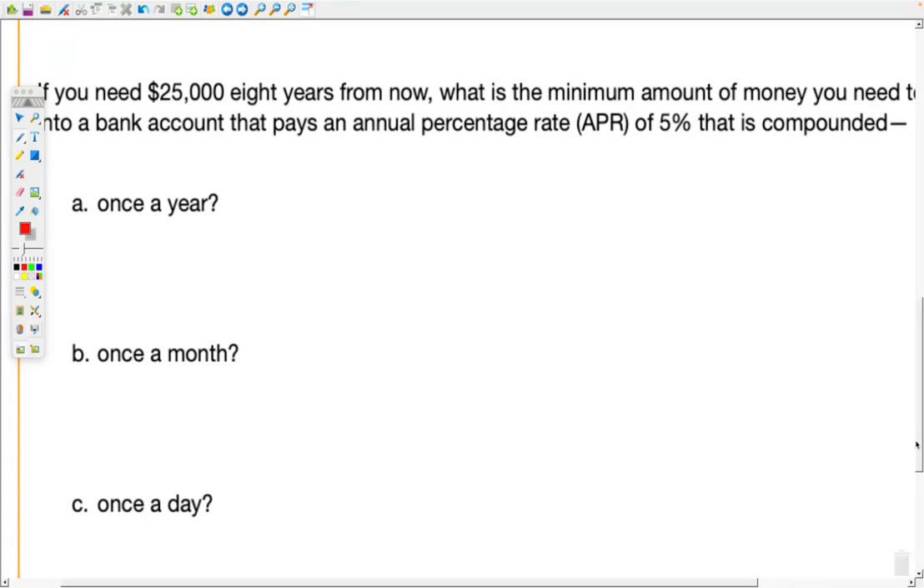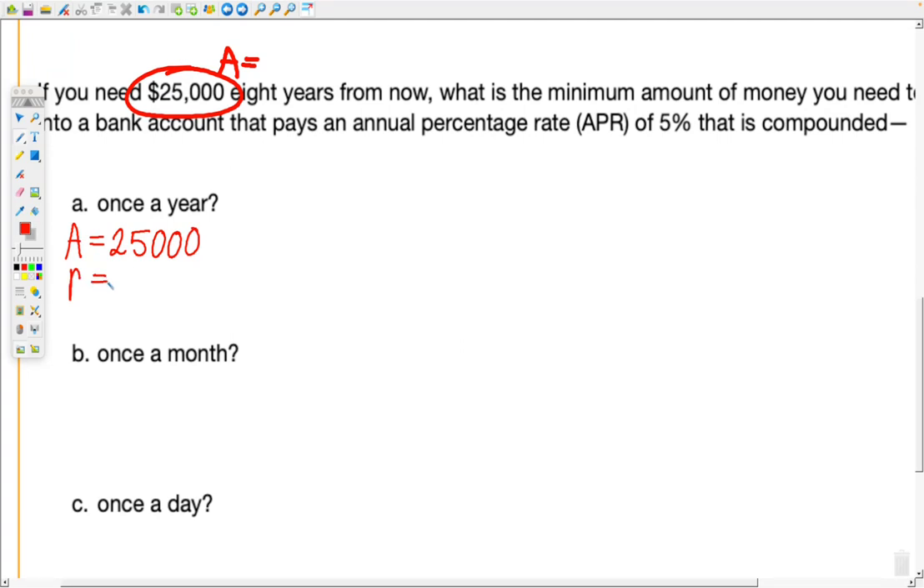Because right here it says, this is what you need. If you want this amount, that amount is your total amount. So that's the A. Let me come over here and write that down. So I have A equals 25,000. And I don't know the P. We're trying to solve for that. So I'm not writing that down. What I do know is the rate.